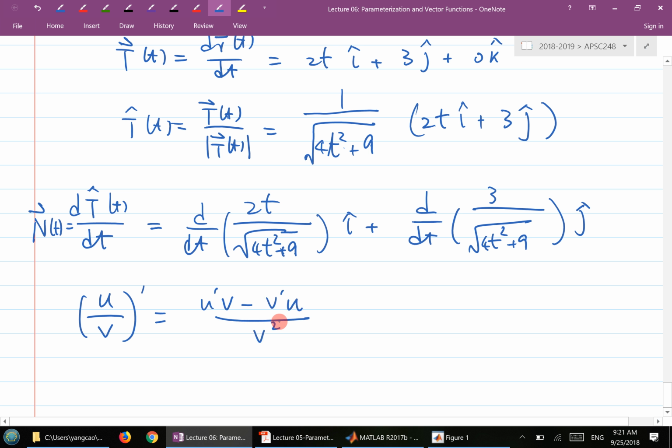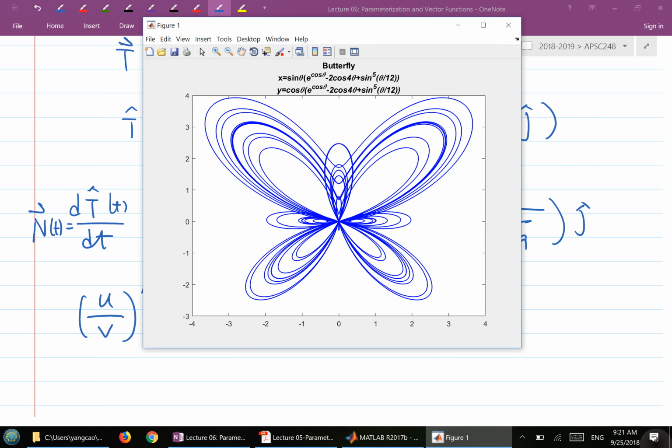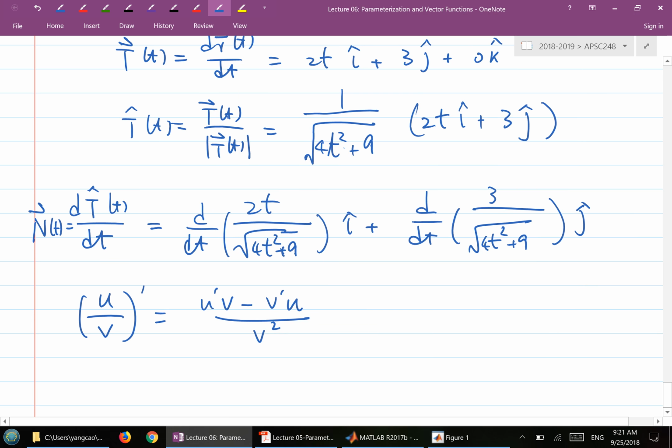I think those are very basic ones. You need to be able to memorize these rules. That's the quotient rule, right? I don't have time to finish this now, but as I emphasize, you need to be able to calculate these kinds of derivatives, all right? And I'll finish this in the next lecture. Okay. Any questions? Good.